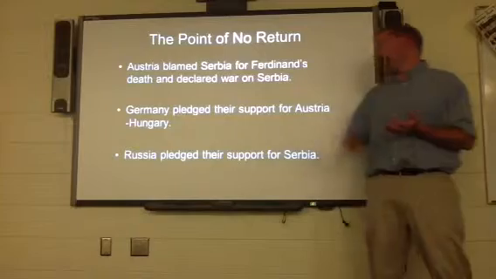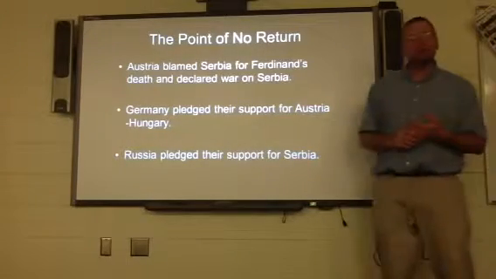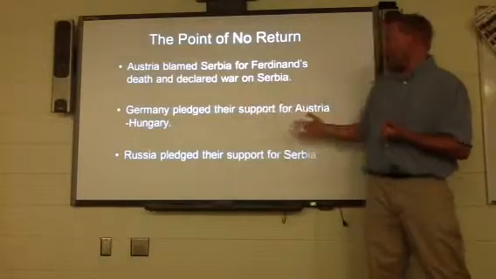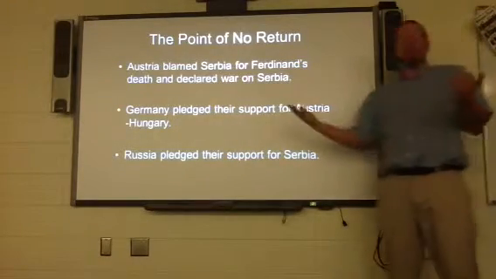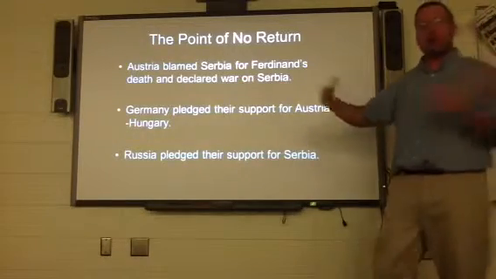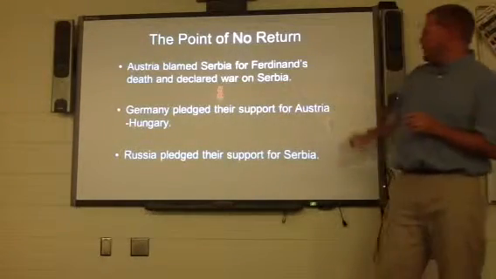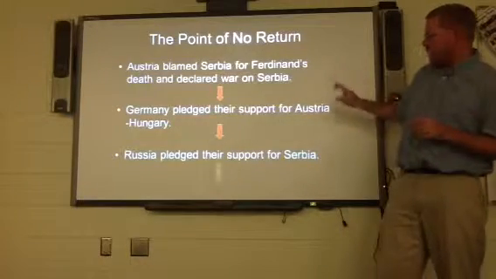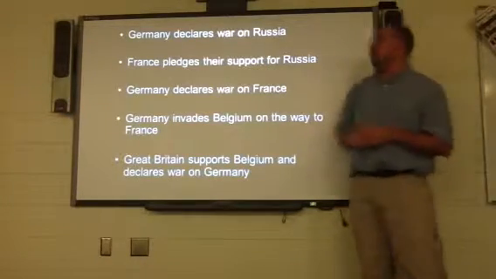Germany said, all right, we got your back, Austria. We got you. So now Austria has the backing of Germany. While Russia says, well, fine, well then we are going to have to back Serbia, because that's who our alliance is. So now what happens is it's just a chain reaction of events. Okay? Then, Germany declares war on Russia.